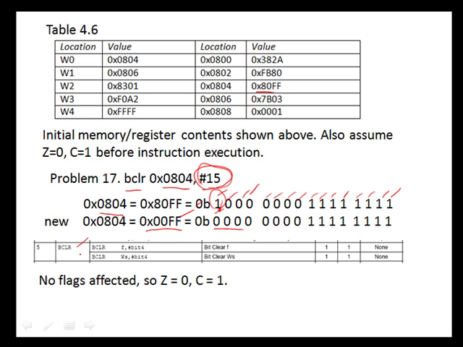Looking at the table, we see that the bit clear affects none of the flags, so that means that our flags are going to retain their original settings before instruction execution. So the zero flag would be a 0 and the carry flag would be a 1.